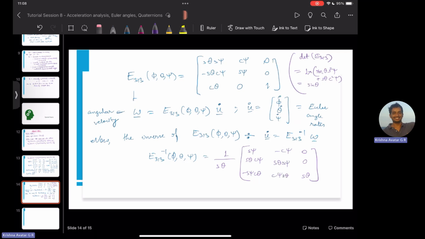So what we see here is, again, what we had learned in our module 7 revision, that singularity arises when s theta is equal to 0. This implies that theta equals 0, pi, or in general n pi, right?